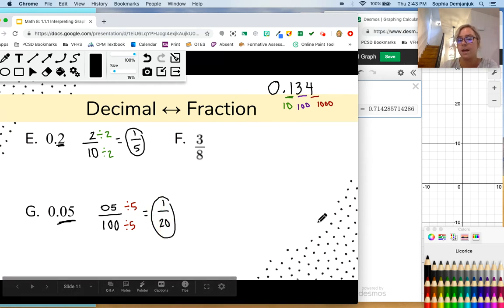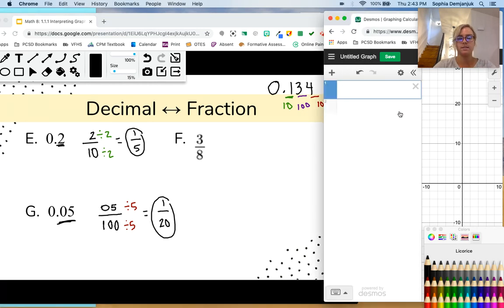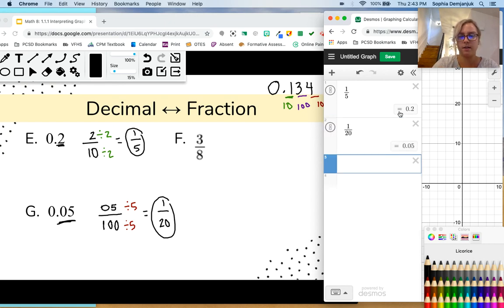You could always double check these answers by typing those fractions into your calculator. So looking at E and double checking, if I typed in 1 divided by 5 in my calculator, I do get that 0.2 back, so we're good. Same thing with G. If I type that 1 over 20 in our calculator, I do get that 0.05 back, so we're good again. The only thing that your calculator won't tell you is if it's all the way simplified. So if I typed in 5 over 100, it's going to give me that 0.05, and it didn't give me any indication that I had to simplify it to the 1/20 instead.